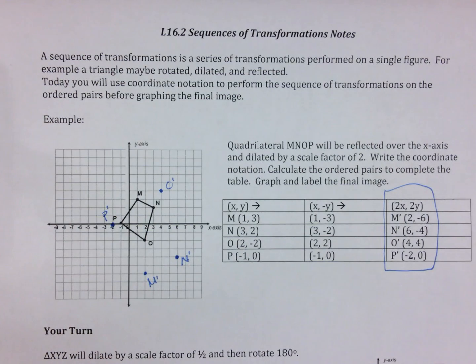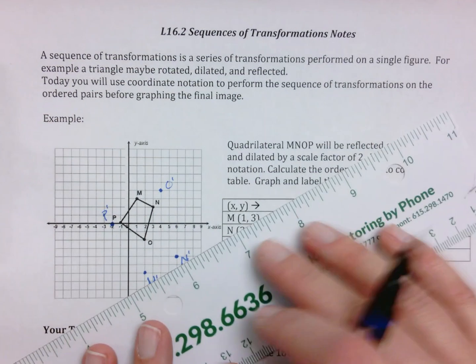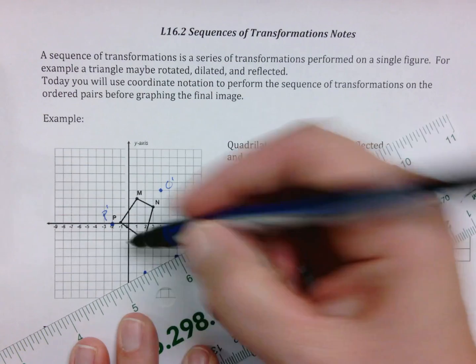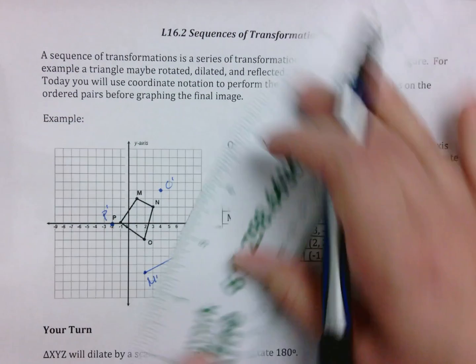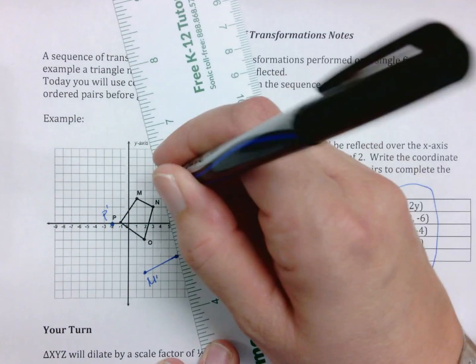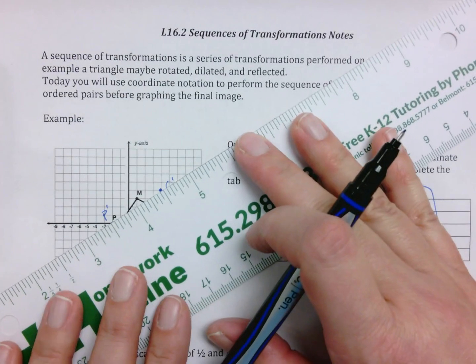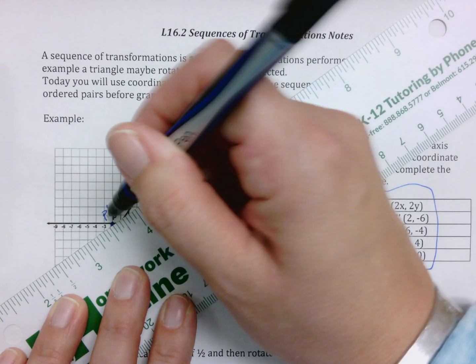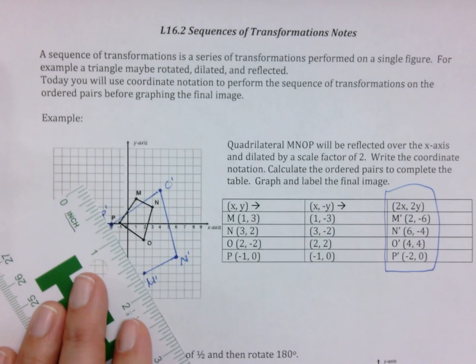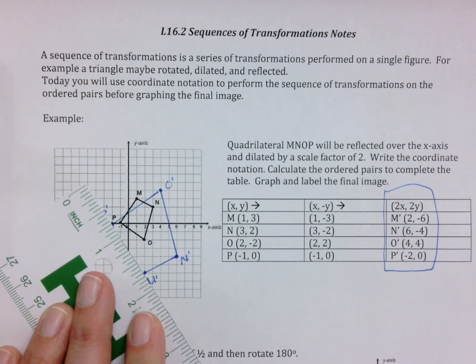And then use a straight edge of some sort, a ruler or a piece of paper, to connect your points. So M connects to N, N connects to O, O connects to P, and P connects back to M.